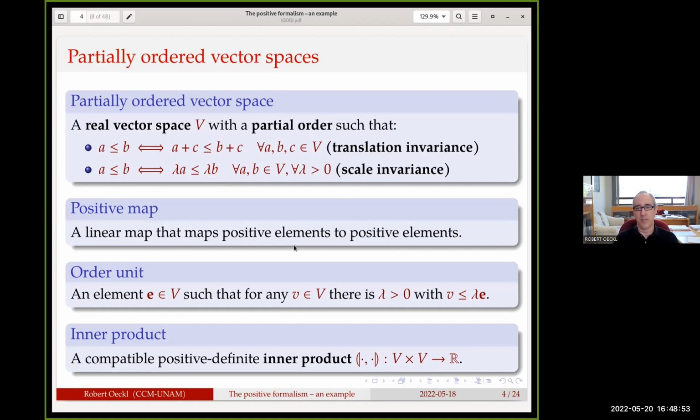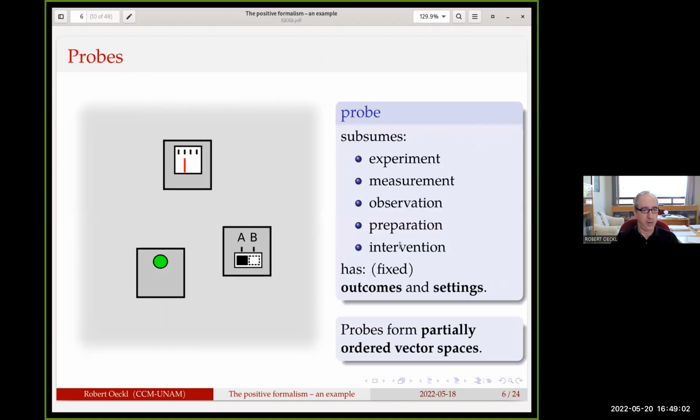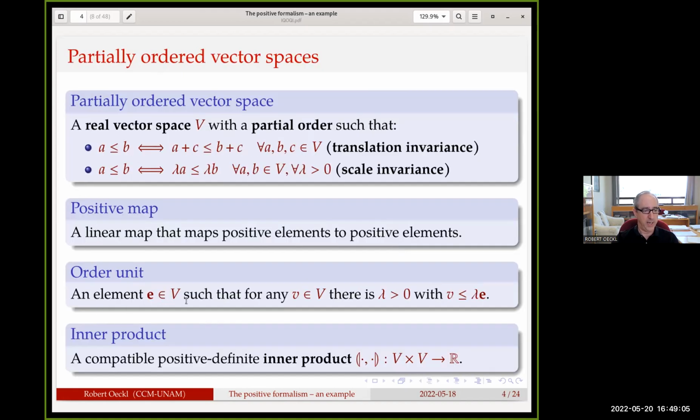Positive meaning that the element is larger or equal to 0 in the partial order, to the 0 element. There's also a special element often, which is called an order unit. What's special about such an element is that if you take an arbitrary element in the partially ordered vector space, then you can blow up this order unit by multiplying it with a positive scalar so that it becomes larger or equal than the vector space element that you started with.